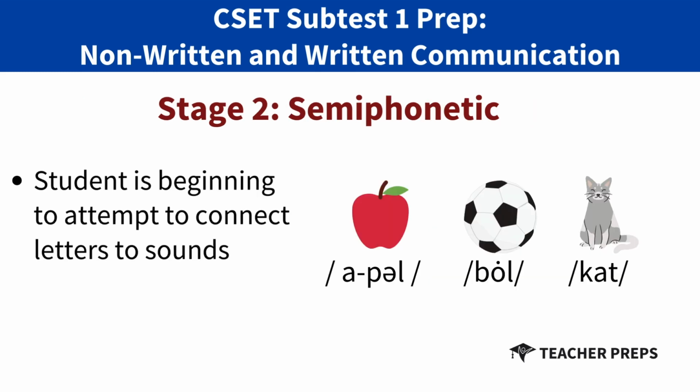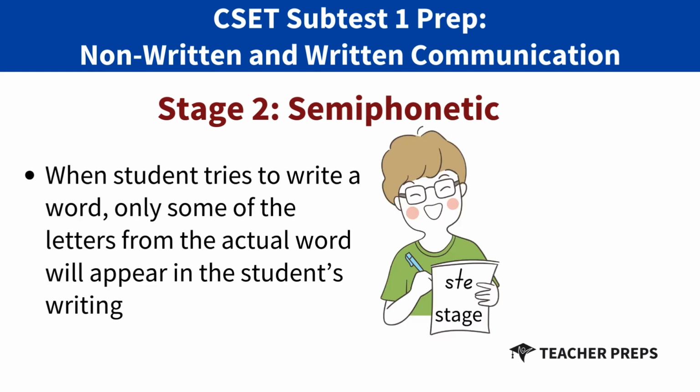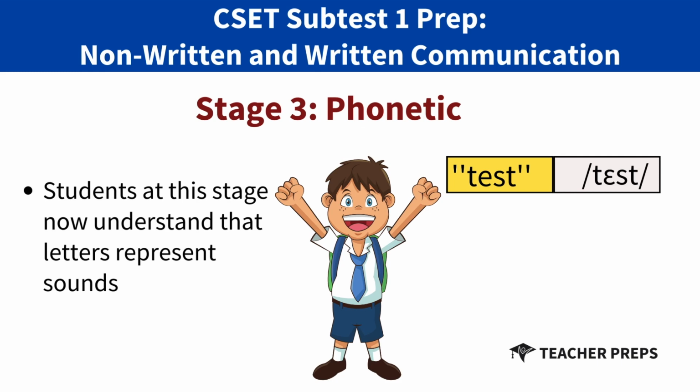And stage 2, this is called the semi-phonetic stage. And this is when the student is beginning to attempt to connect letters to sounds. The student's understanding of sound-to-syllable relationship is quite weak at this stage. And when the student tries to write a word, only some of the letters from the actual word will appear in the student's writing.